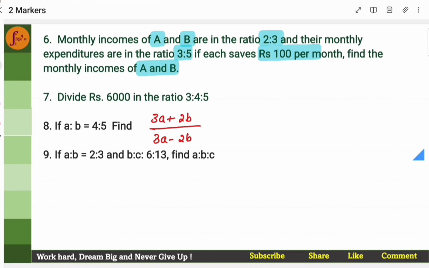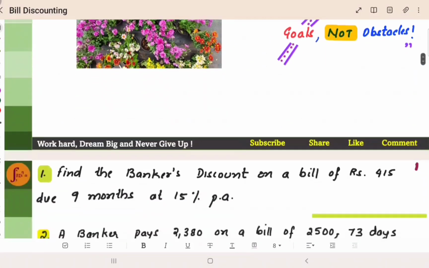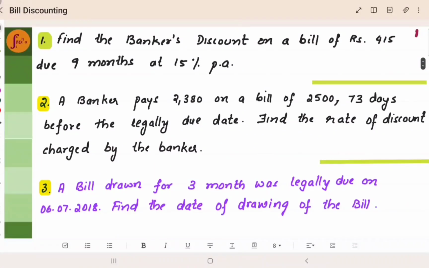You can refer that. Then divide rupees 6,000 in the ratio 3:4:5. If A is to B is equal to 4:5, find this particular value. Then if A is to B is 2:3 and B is to C is 6:30, find A is to B is to C. Bill discounting. Here are a few key problems from bill discounting from part B and part C, right? We'll go through each of these questions.